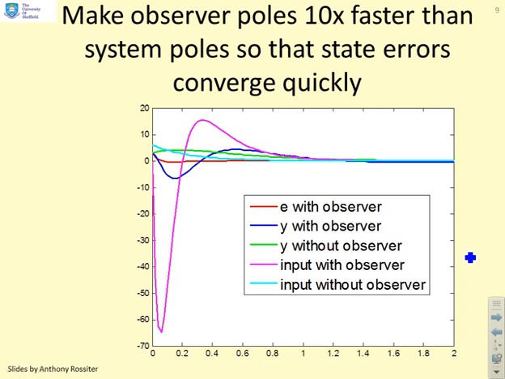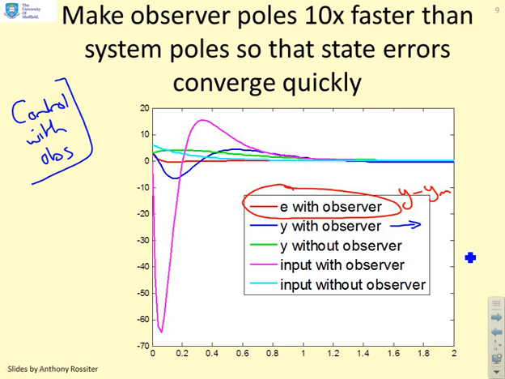So here's the first example. Now there are 5 lines here, so we'll go through them slowly. First of all, the red line is the error with the observer. So what we're talking about there is y minus ym. How quickly does the observer output converge to give the correct output? The blue y is the output from the observer. Now I should explain here, basically you've got control with observer, that's one option, and the second option is control with u equals minus kx.